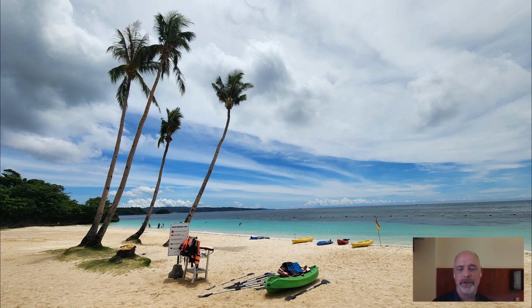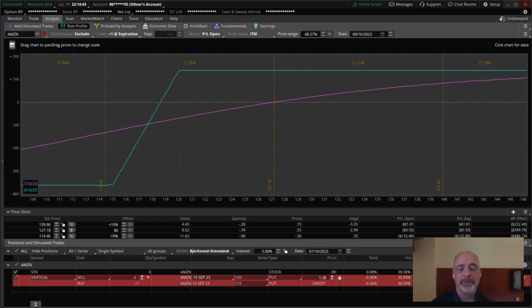Delta is one of what are called the option Greeks. These are just pieces of the model used to predict the price of options under different conditions. In the case of delta, you're seeing how your P&L will respond to a move up or down in the underlying. To illustrate this, I'm going to show a put credit spread on Amazon. I have no opinion on Amazon. I'm just picking it at random.